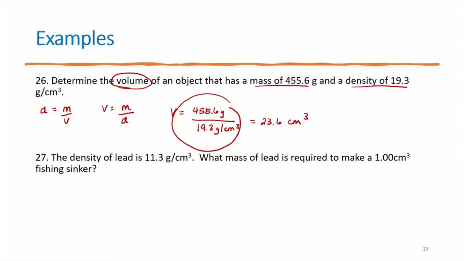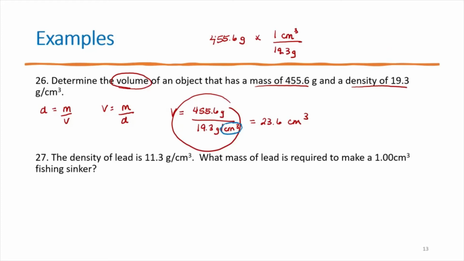The other way you can do this, if you don't like this look because you can't figure out the units, is you can say 455.6 grams times 1 centimeter cubed divided by 19.3 grams. It's doing the exact same thing. It just kind of throws students off. The denominator of your denominator becomes a numerator, but that is hard for students to see sometimes. So if you need to put it into a conversion factor, that's totally fine.